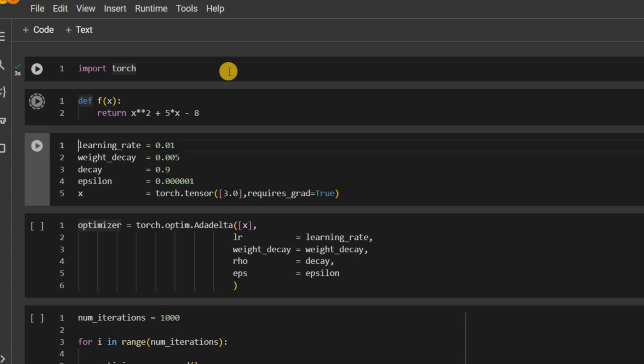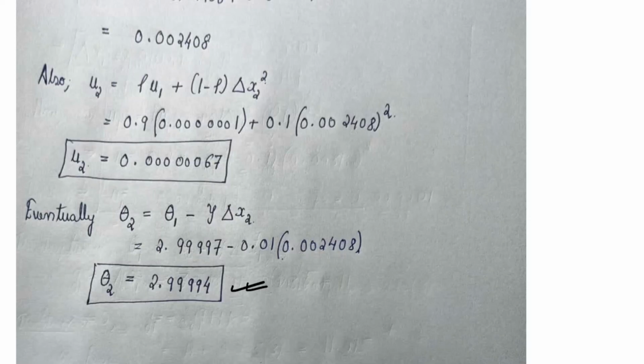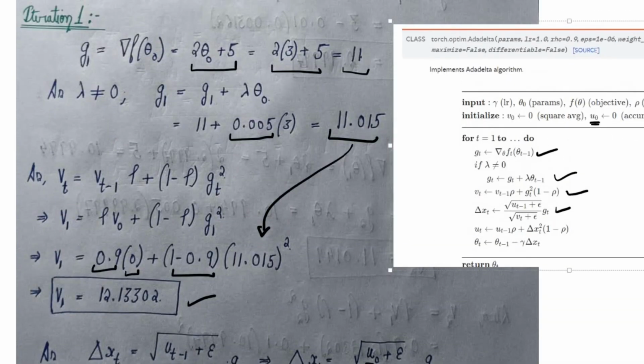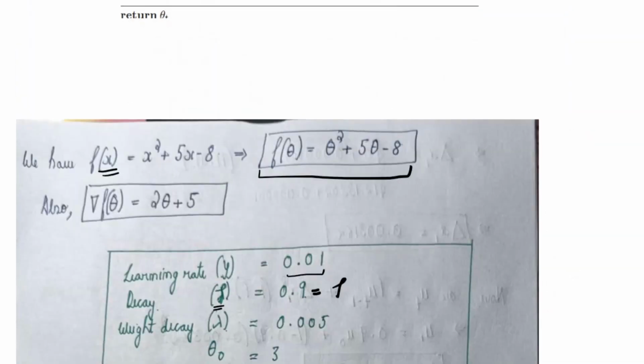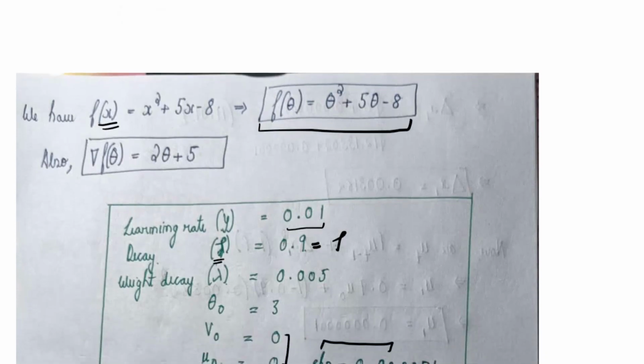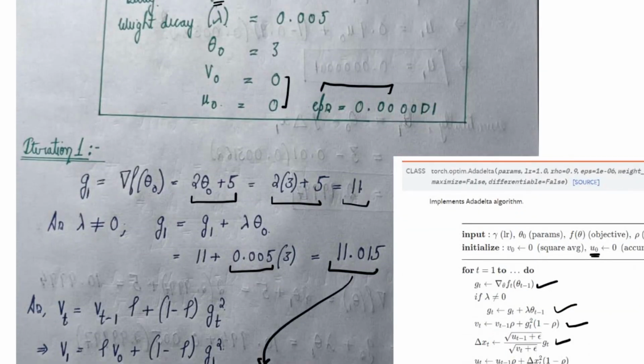We declare the function fx over here, which is x square plus 5x minus 8, and all the parameters needed for the AdaDelta implementation are mentioned. For instance, we consider the learning rate as 0.01. Let's bring up the pen and paper implementation and use the same parameters, yeah, over here. So we considered the learning rate as 0.01, and the decay we considered as 0.